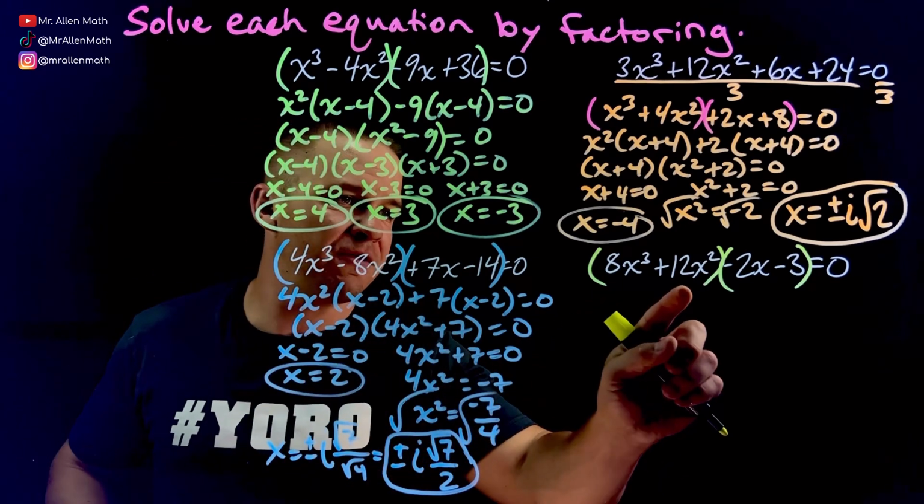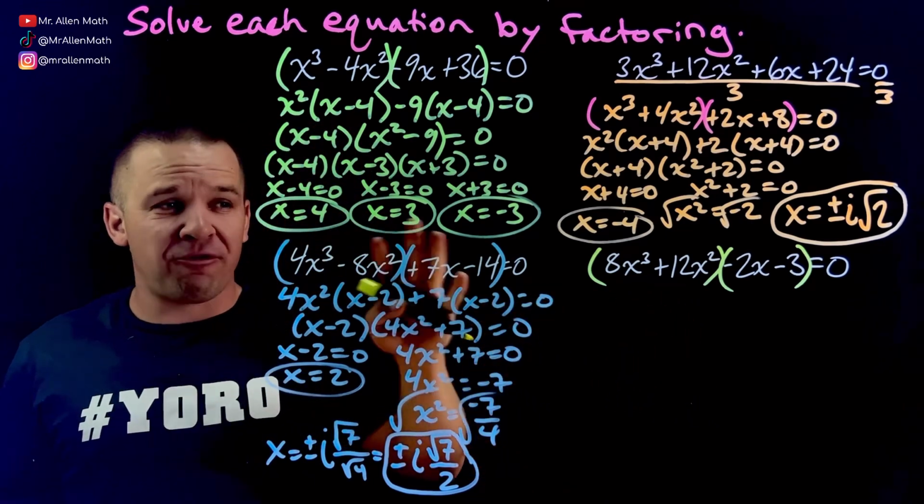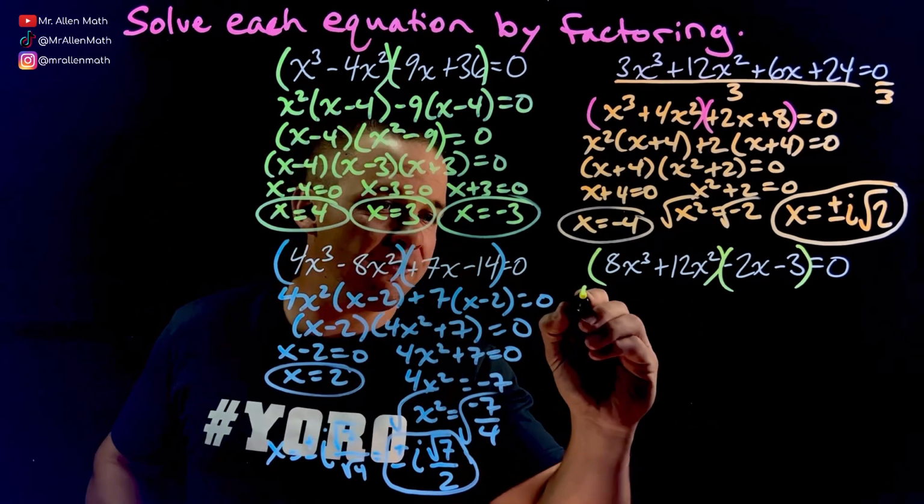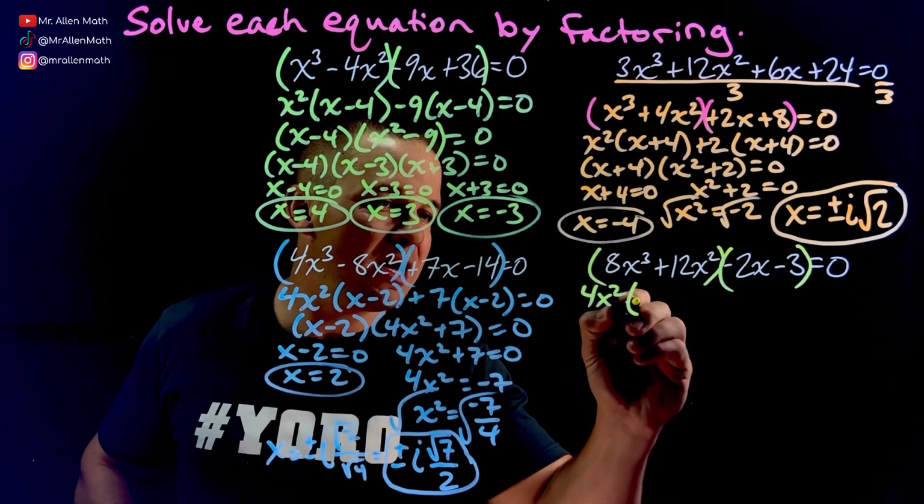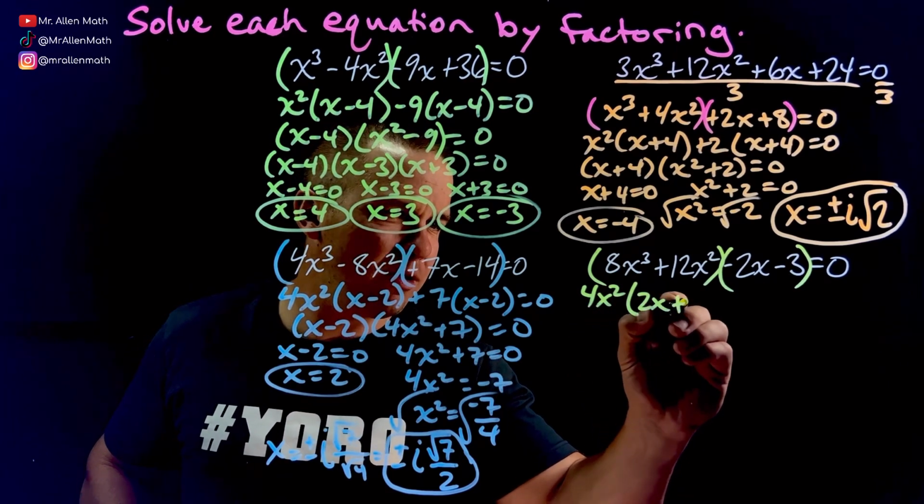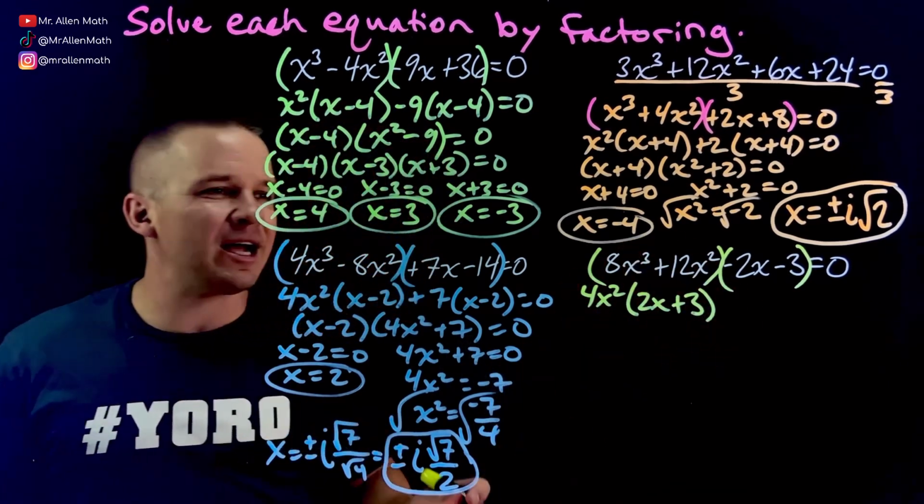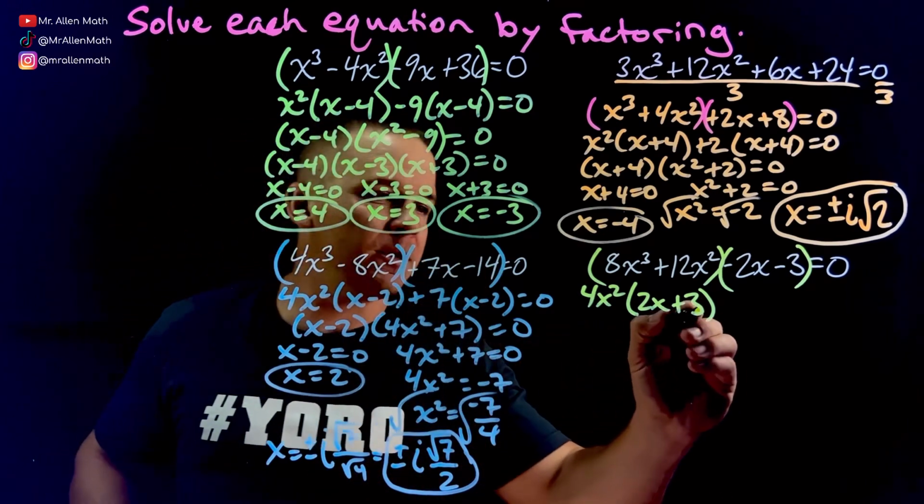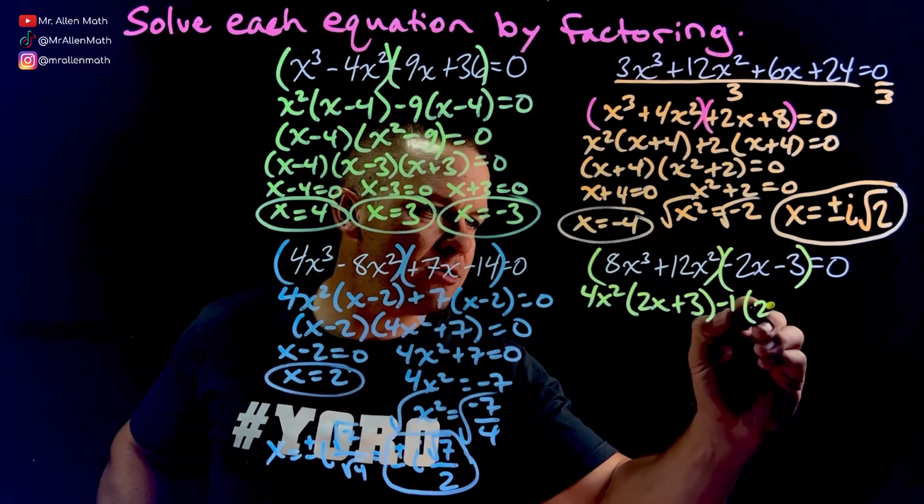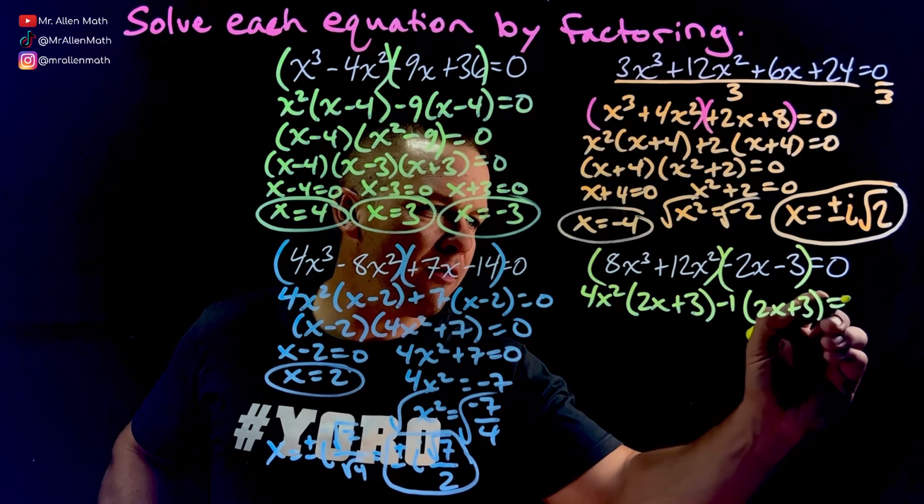All right, so GCF in the first 2. I can divide that by 4 and by x squared. So we can take a 4x squared out, leaving me with 2x plus 3. And then here I can just take out a negative 1 from each one of those. So minus 1, and then we got 2x plus 3. All that equals 0. So there we go.